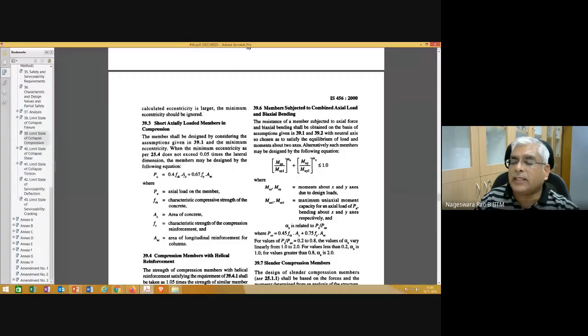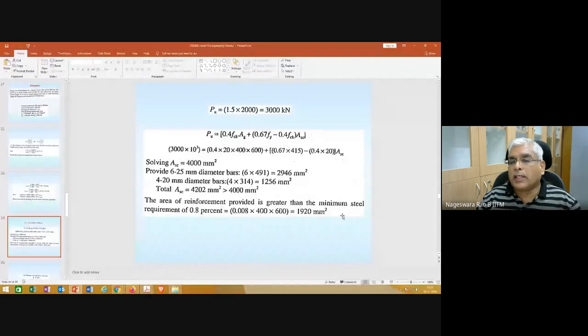And also AC. AC is the area of concrete. The section dimensions are given. If you want to be very specific, you can deduct the reinforcement area. But if you do not want to be so accurate, then you can take the cross-sectional dimension, 600 by 400, and based on that, you can calculate the area of concrete. Let's see how it is carried out here.